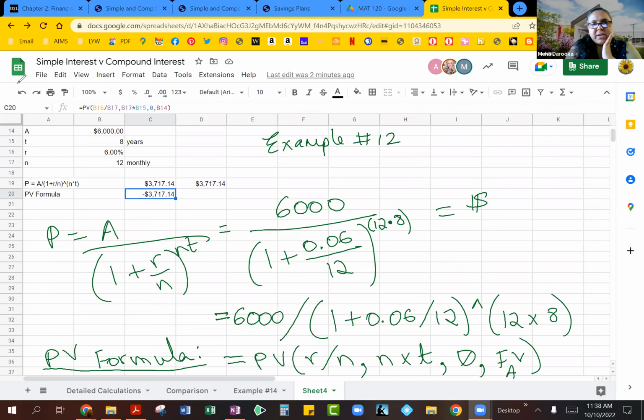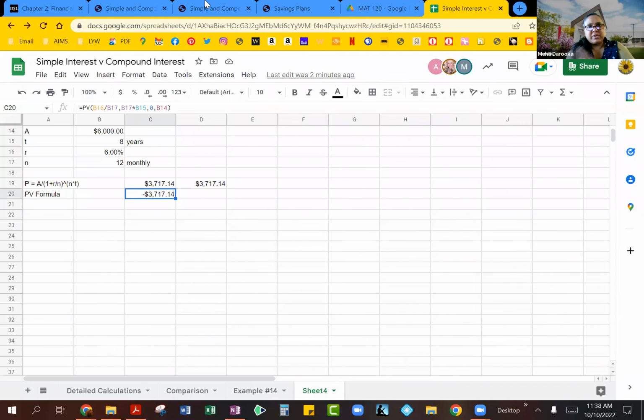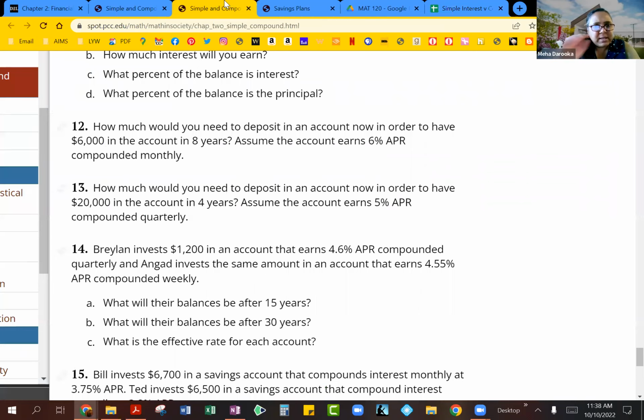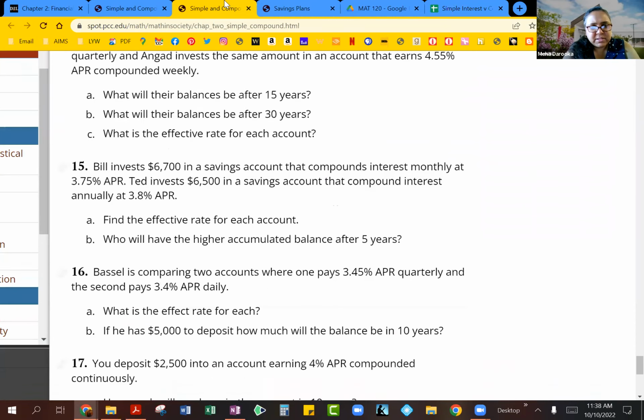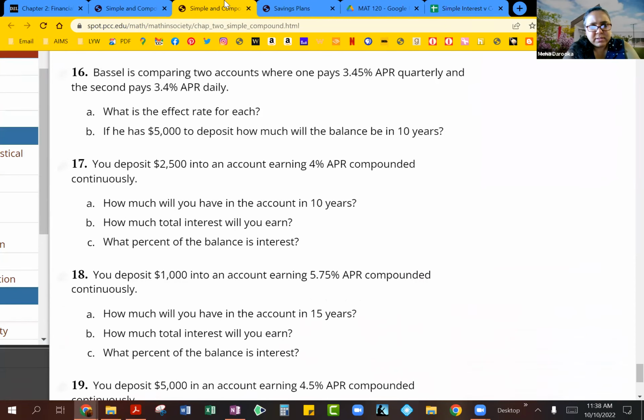Alrighty, guys, let's do another example just to make sure everybody is comfortable working with this. So we did number 12. Let's see, do we have something else?